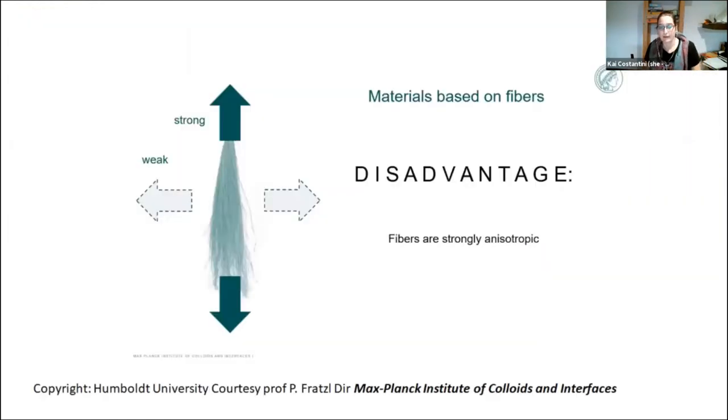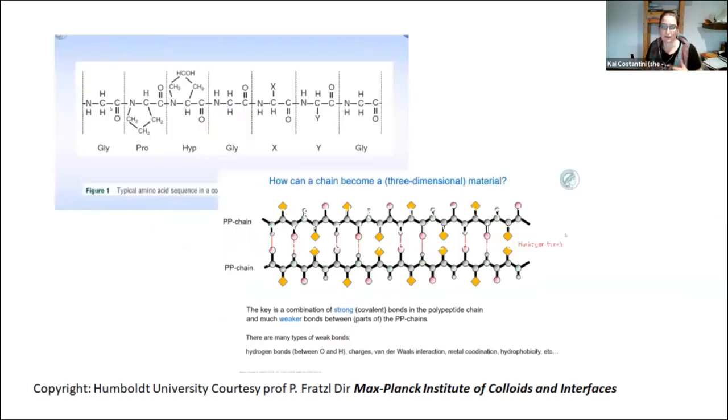Biomaterials are often fiber-based, and with our Western understanding of science, that initially makes us believe it is a disadvantage. However, because fibers are strongly anisotropic, the strength or toughness comes from how it's organized and arranged with respect to the direction of the materials. It actually turns out to be an advantage, especially because it goes across hierarchies.